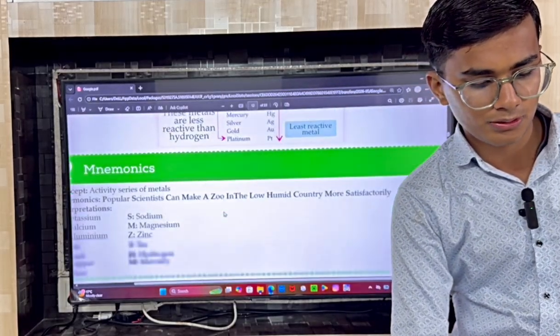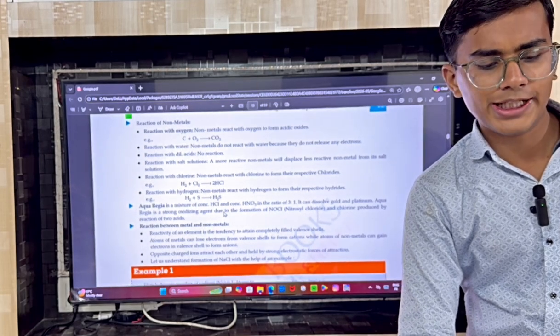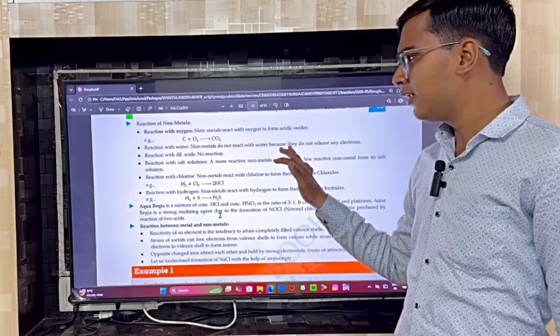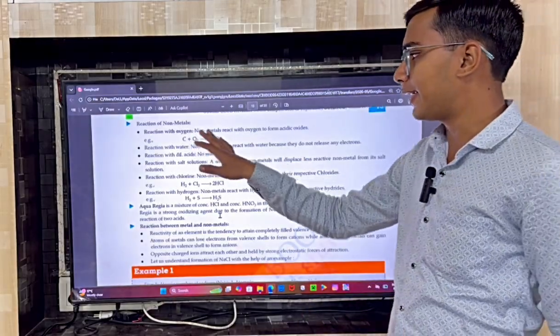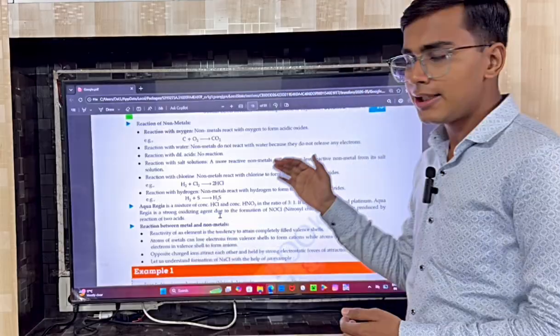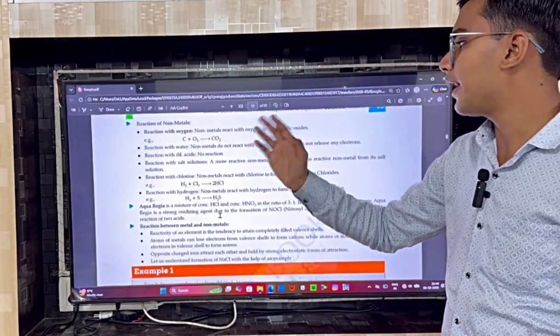Next, we are going to discuss reactions of non-metals. We have discussed metals, and now we are going to discuss non-metals. Reaction with oxygen: when non-metals react with oxygen, they form acidic oxides. Like carbon reacts with oxygen to form carbon dioxide.